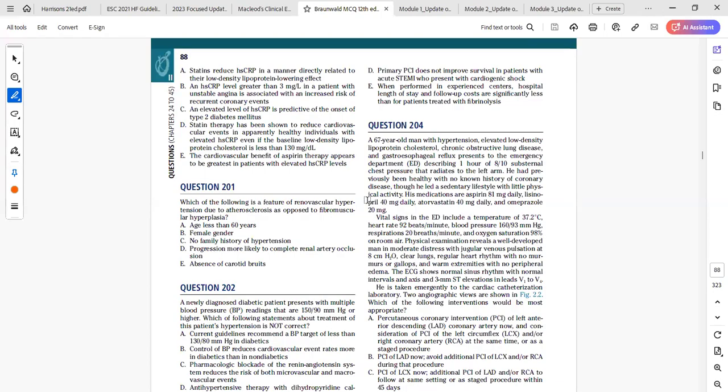So going back to the question, it says, which of the following is a feature of renovascular hypertension due to atherosclerosis as opposed to fibromuscular hyperplasia? Age less than 60 is false. The female gender is false. These are more in keeping with fibromuscular hyperplasia. No family history is also false. So the correct answer to this question is D. It has progression more likely to complete renal artery occlusion. So the answer is D.